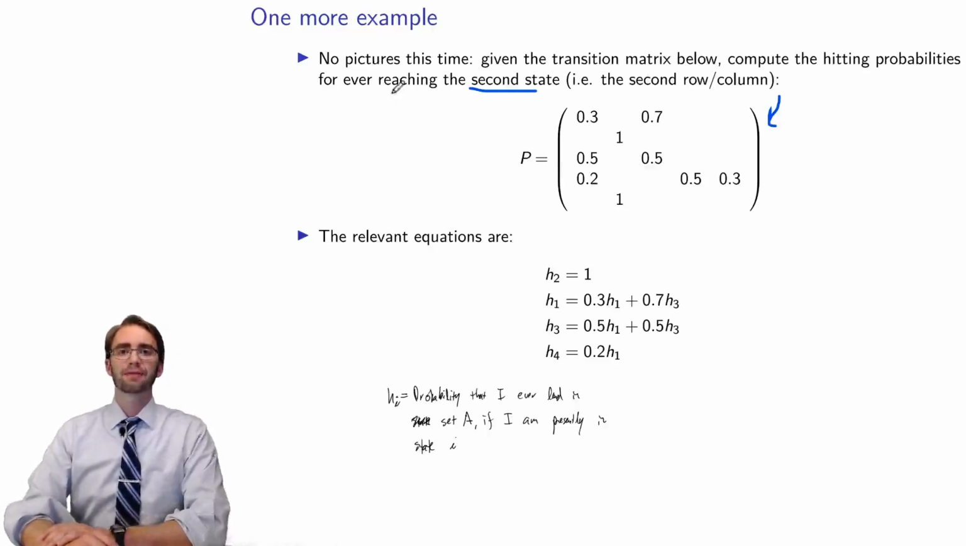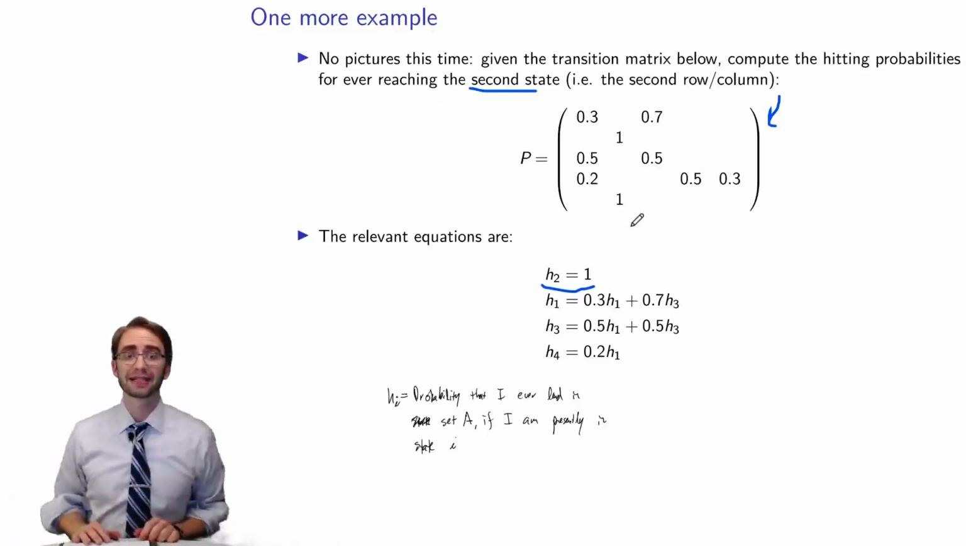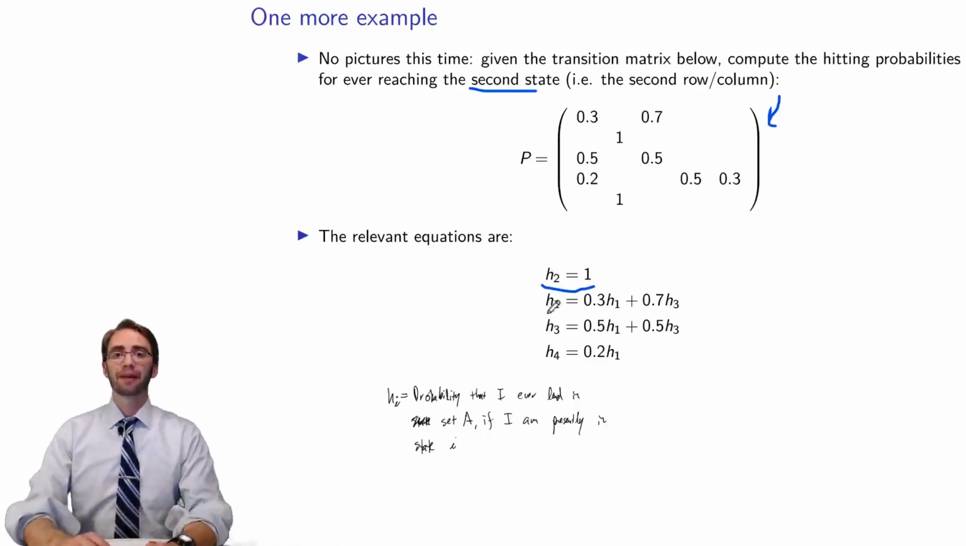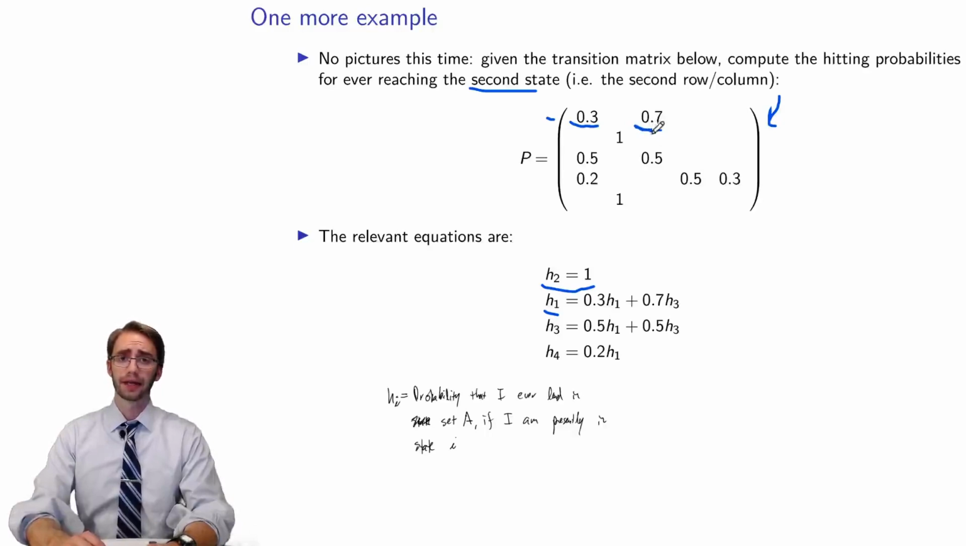So we're asking the probabilities of ever reaching the second state. Obviously h2 is 1, because if I'm in the second state, then I've accomplished my goal. How about h1? If I'm in state 1, I could either go to state 1 again, that's this 0.3, or there's a 0.7 probability that I will land in state 3. And so I'd say h1 is equal to 0.3 h1 plus 0.7 h3.